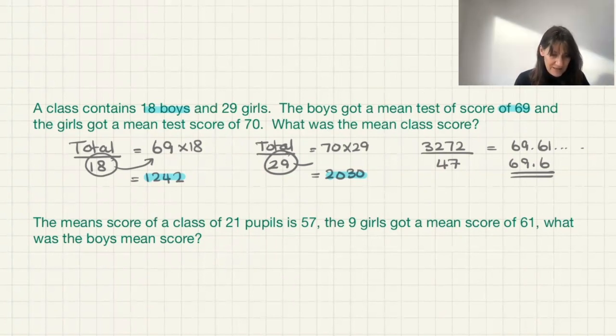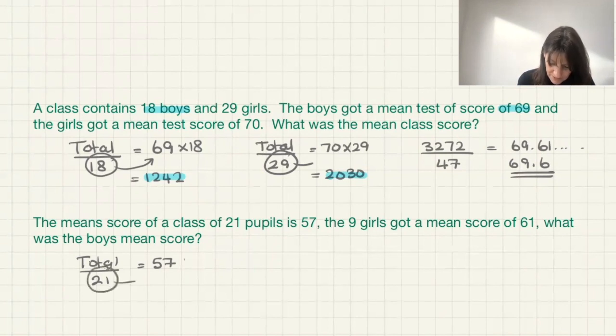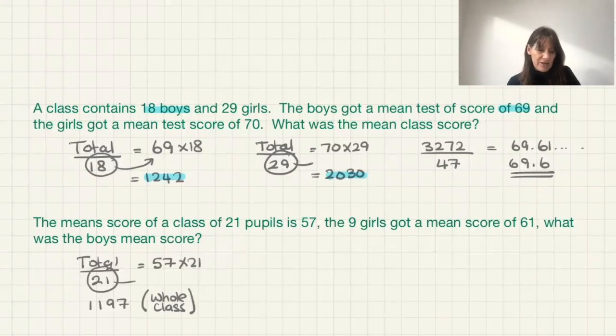So this time we have the mean score of a class. There's 21 pupils in the class and it's 57. So there's a total that when you divide through by 21, it gives you 57. This is the class, all right? So times through by 21, and you've got an answer of 1197, and that is the whole class. And doing little labels like this can be really helpful in not getting confused.